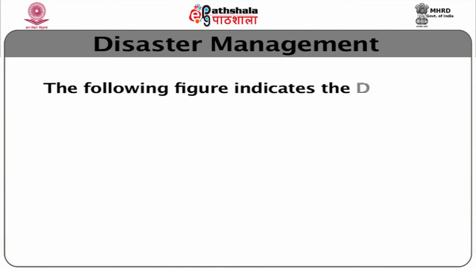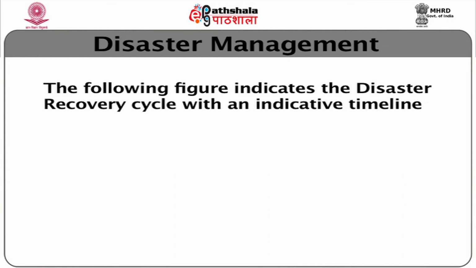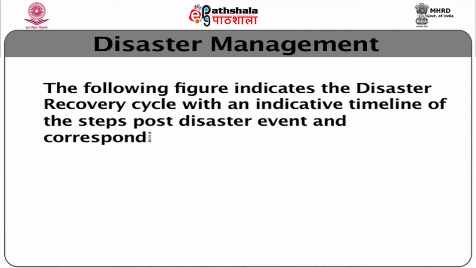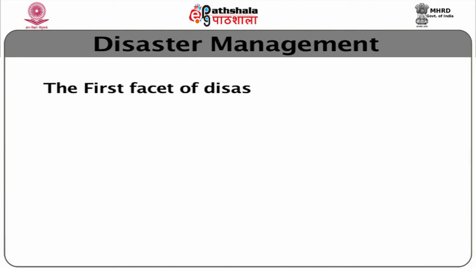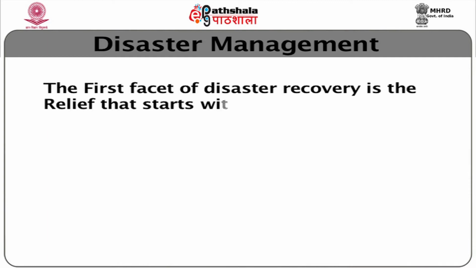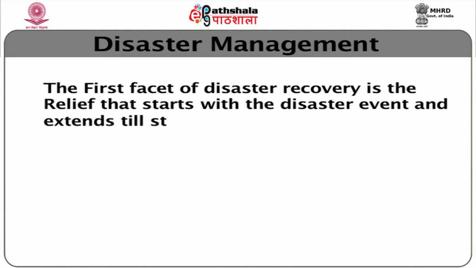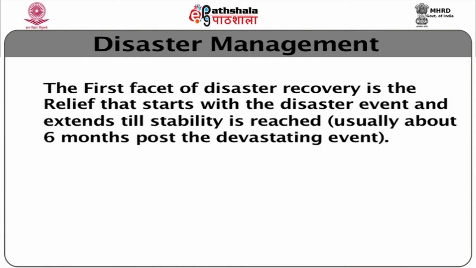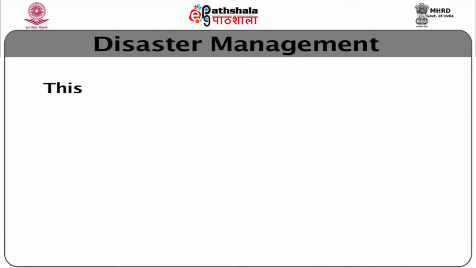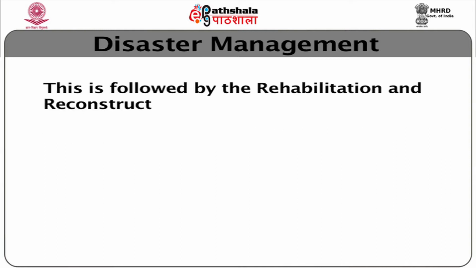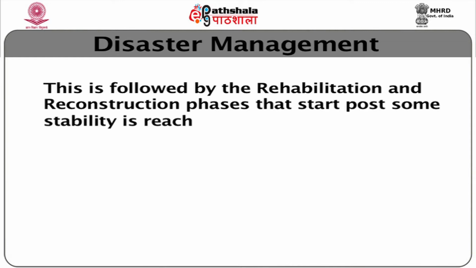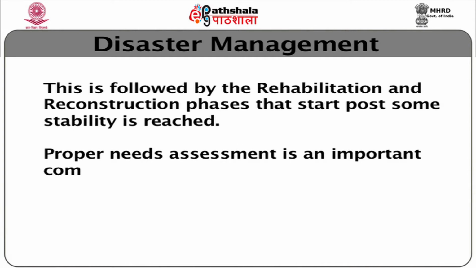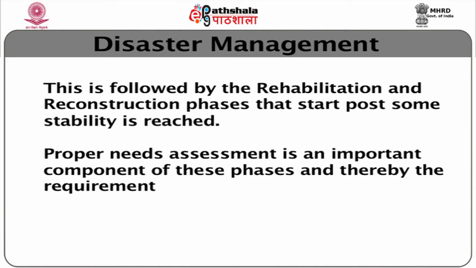The following figure indicates the disaster recovery cycle with an indicative timeline of the steps post disaster event and corresponding unit cost of materials. The first facet of disaster recovery is the relief that starts with the disaster event and extends till stability is reached, that is usually about 6 months post devastating event. This is followed by the rehabilitation and reconstruction phases that start once some stability is reached. Proper needs assessment is an important component of these phases and thereby the requirement for stability arises.